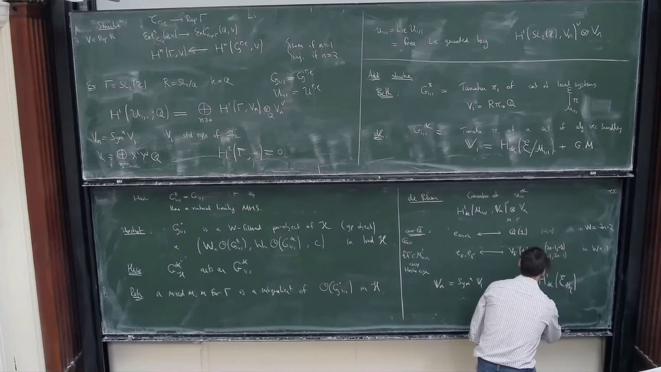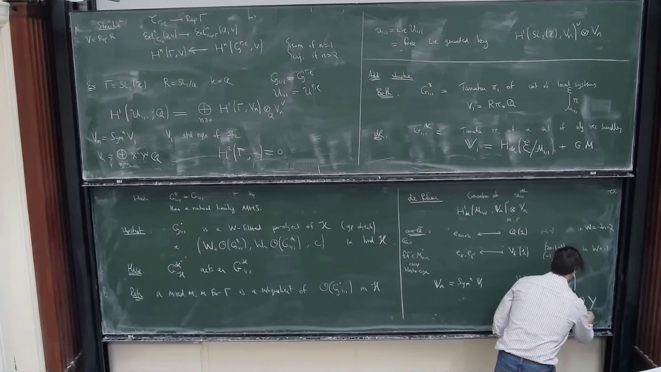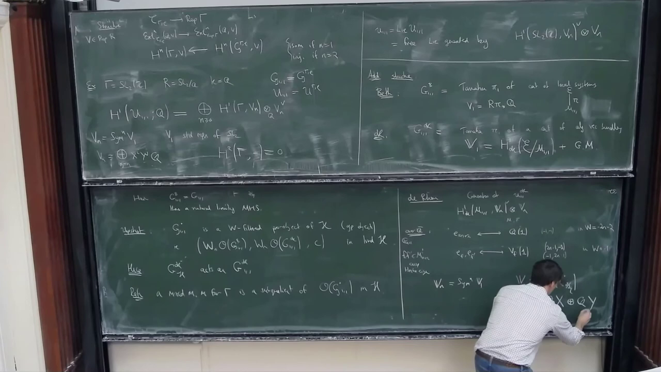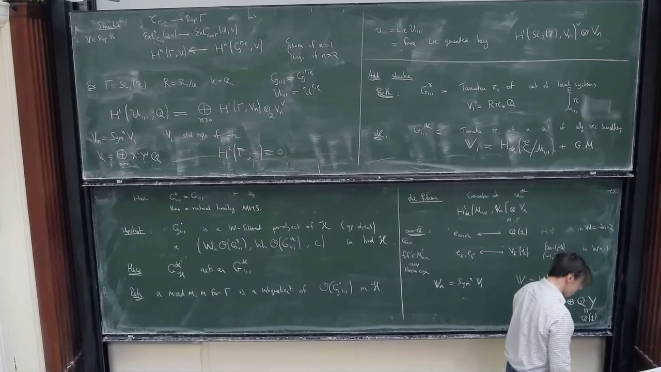and this is isomorphic to Qx plus Qy. So x and y are just symbols, and x is a copy of Q(0), and y is a copy of Q(1). Maybe I want to dualize this.